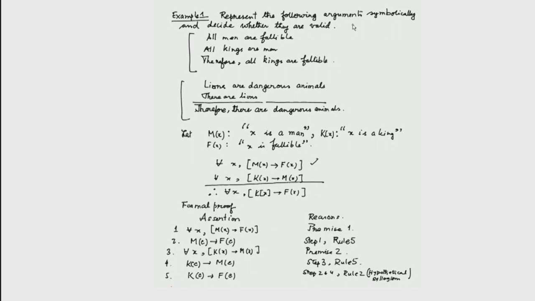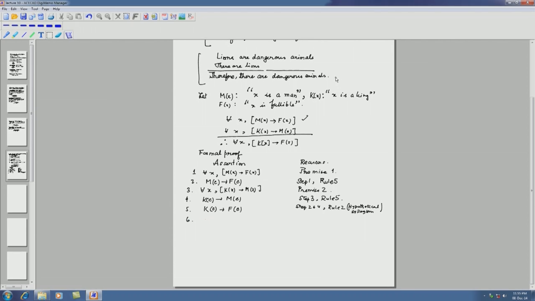And then we use rule 6 to obtain for all x, K(x) implies F(x). Step 5, rule 6.